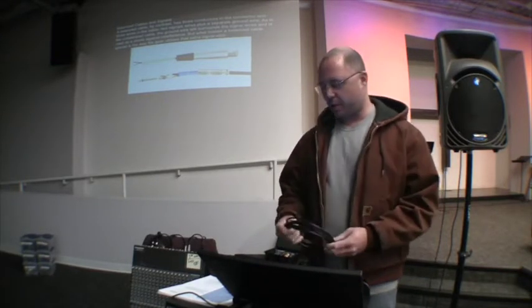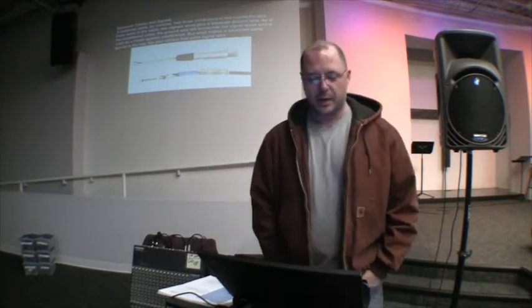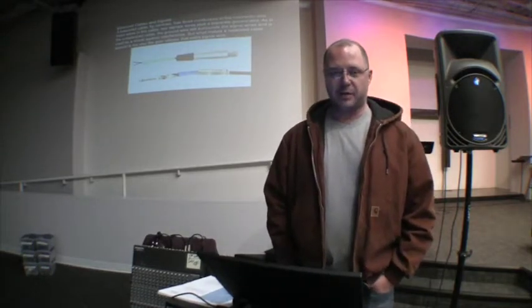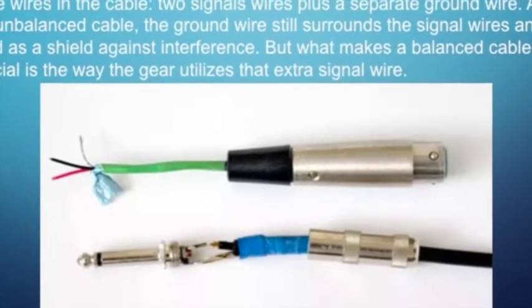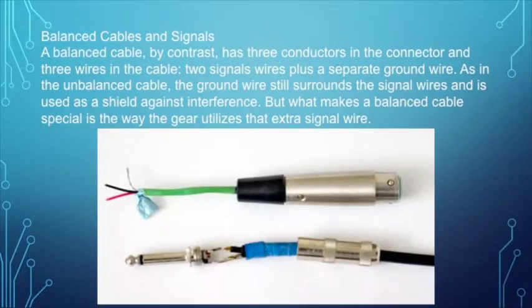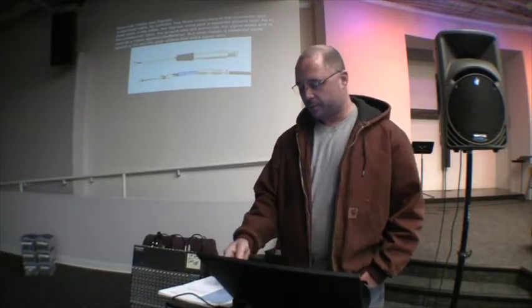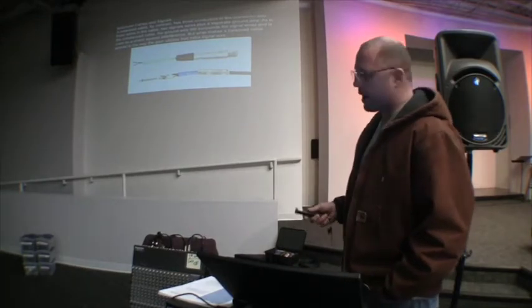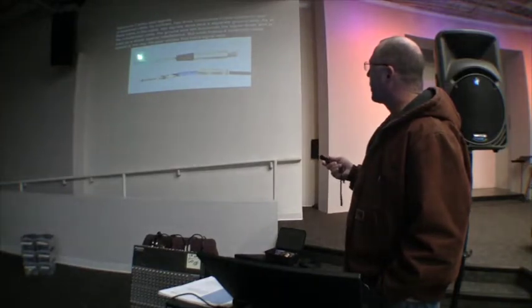All right, so the other side of the coin there is balanced cables. We're going to talk about how those work now. A balanced cable has three conductors instead of two in the connector and three wires in the cable. It has two signal wires plus a separate ground wire. As in the unbalanced cable, the ground wire still surrounds the signal wires and is used as a shield against interference. But what makes a balanced cable special is the way the gear utilizes the extra signal wire. Here it shows, can't really see it in the slide, but there is a ground wire sticking up right there. So it has two signal wires and a ground wire.